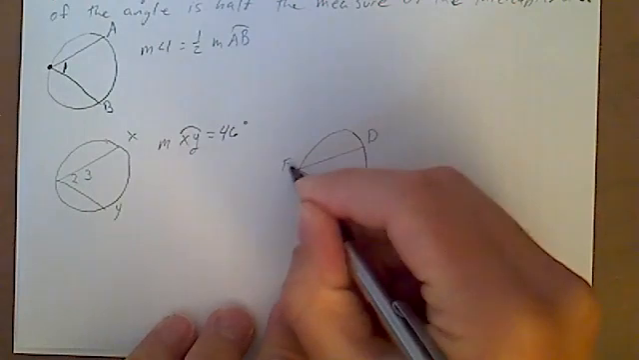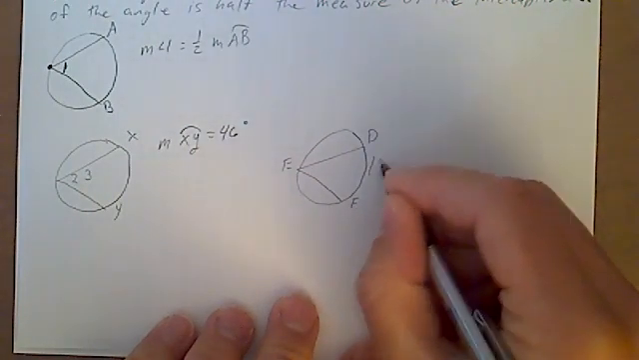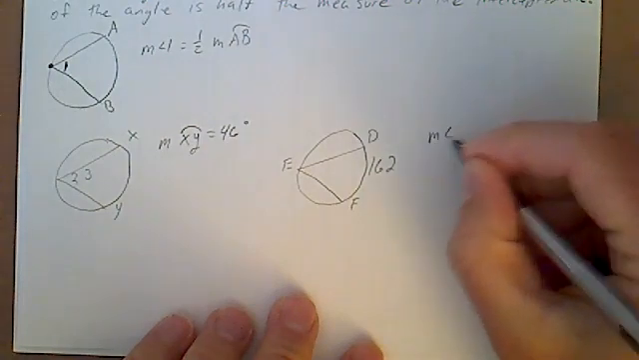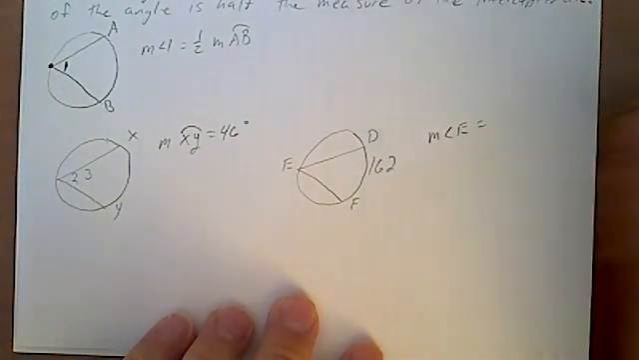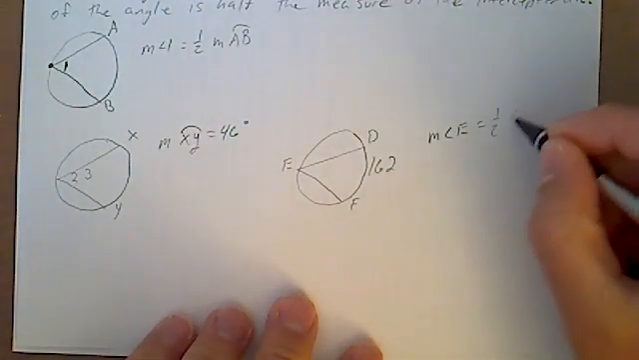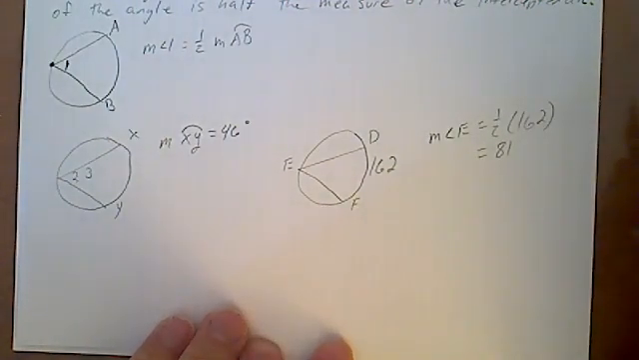But D, E, F. And what if we knew that the arc DF was 162 degrees? What is the measure of angle E? Well, E is an inscribed angle, so it must be 1/2 of 162, which is 81.